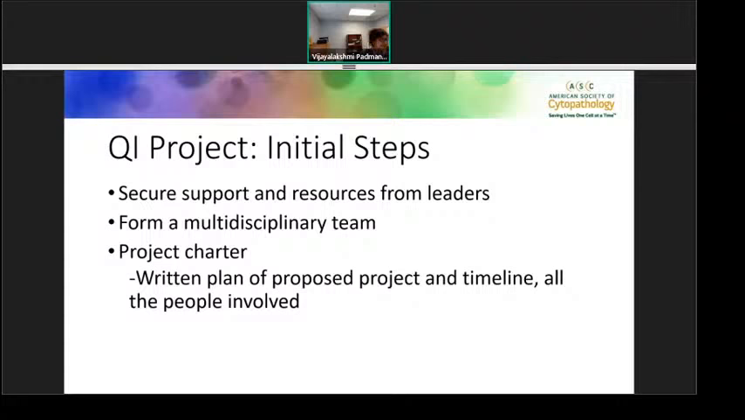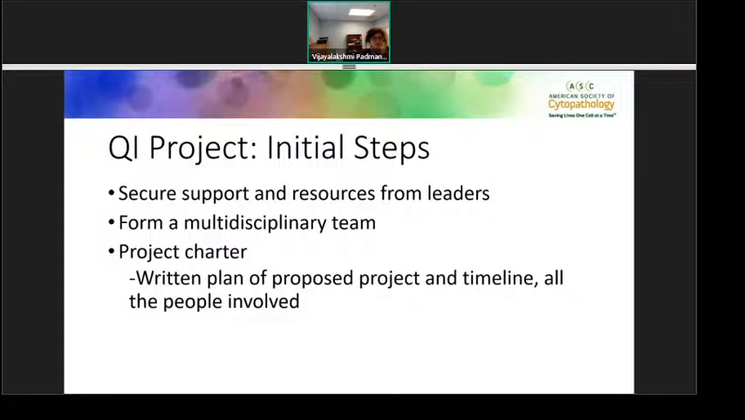QI is one thing that cannot be done by yourself in a room. It's not like writing a paper, because the improvement not only involves you, it involves a whole team. Your whole Cyto team is going to be involved with this. You want to form a multidisciplinary team, ideally.